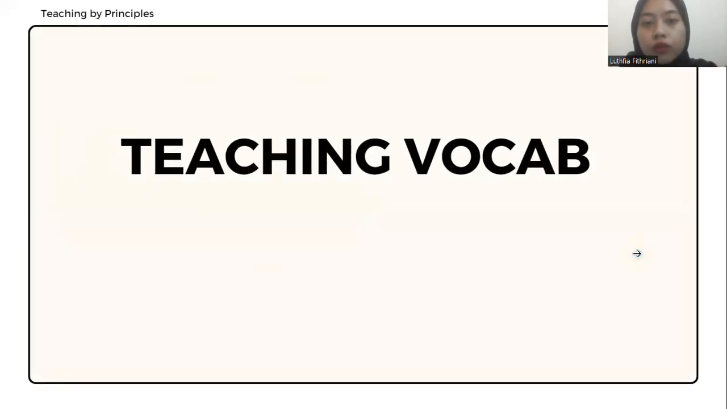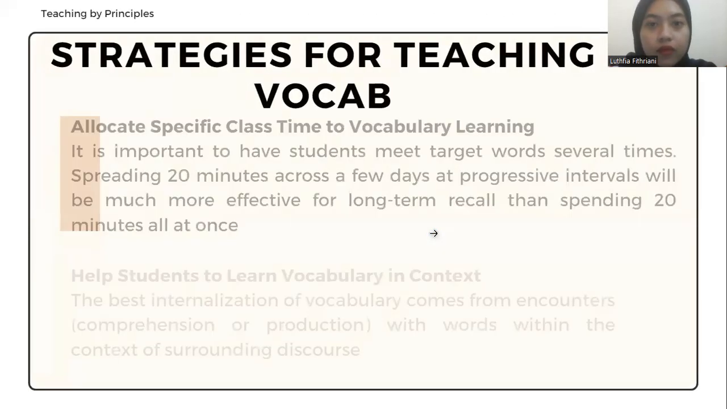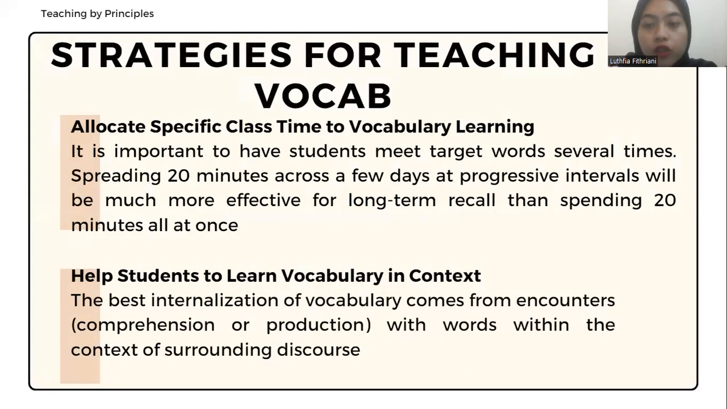Let's move to the next topic, that is teaching vocab. There are some strategies for teaching vocab. The first is allocate specific class time to vocab learning. It is important to have students meet target words several times. Spreading 20 minutes across a few days at progressive intervals will be much more effective for long-term recall than spending 20 minutes all at once.